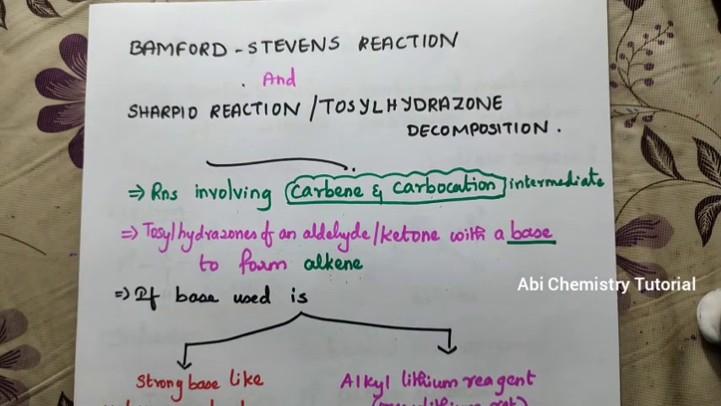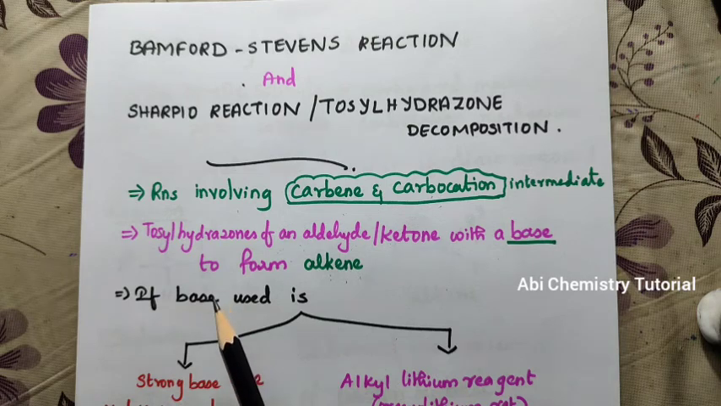So the Bamford-Stevens reaction and the Shapiro reaction are reactions involving carbene and carbocation intermediates. These two reactions are almost similar, except for the base used in the reaction. These reactions involve two types of paths to get the product. The first is the carbene intermediate and the next one is the carbocation intermediate.